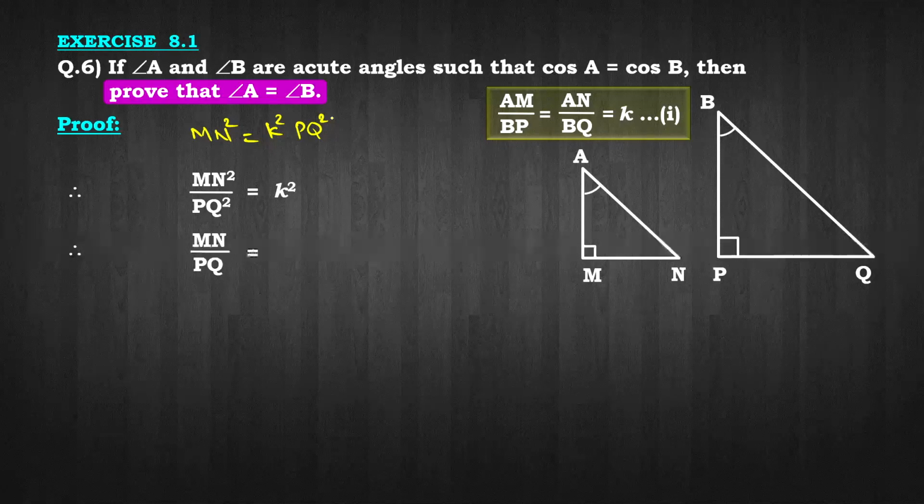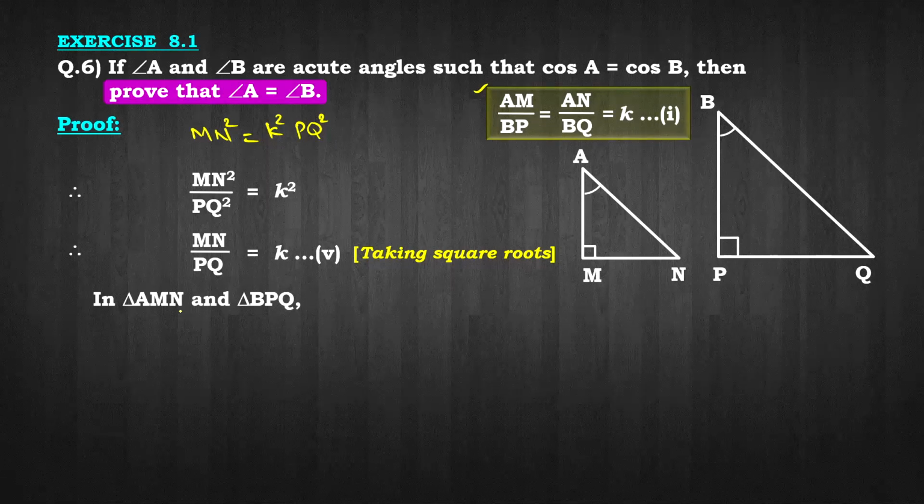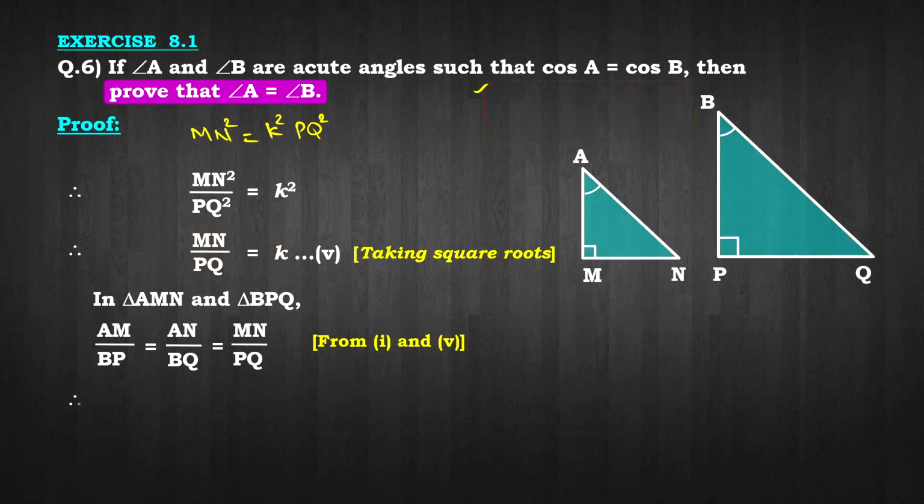Now what is MN by PQ? It is K. See here, we already know AM by BP is equal to AN by BQ is equal to K. Now we also got MN by PQ also equal to K. So in triangle AMN and triangle BPQ, we have AM by BP is equal to AN by BQ is equal to MN by PQ.